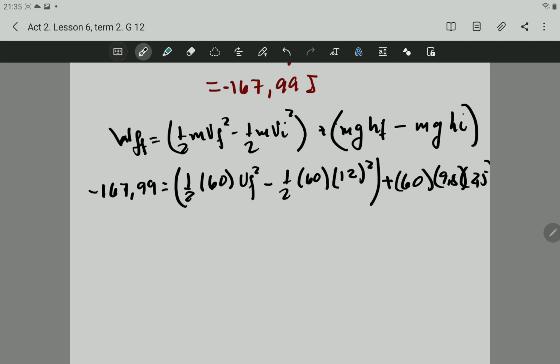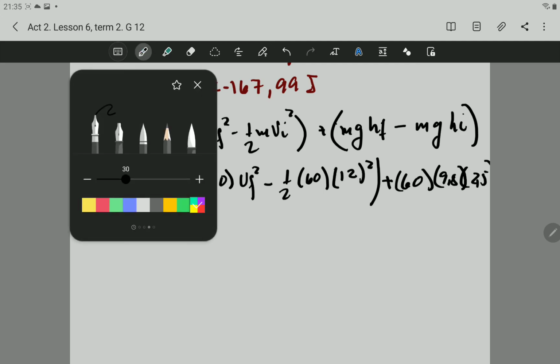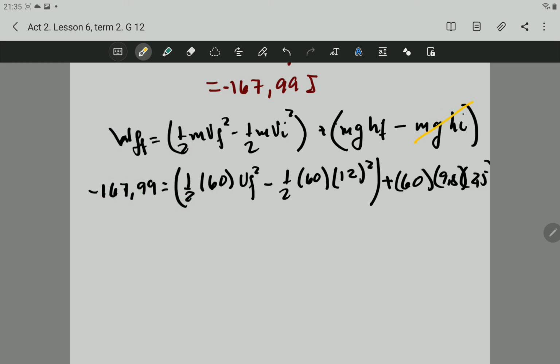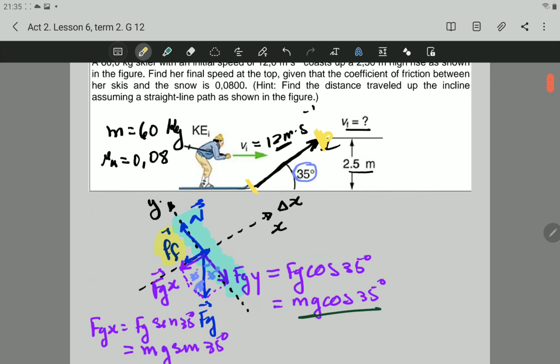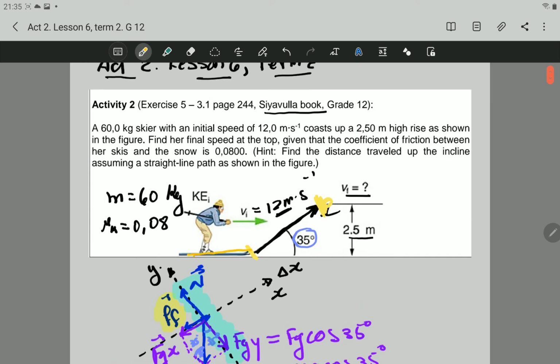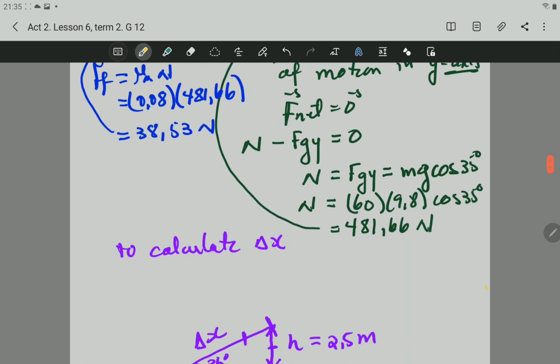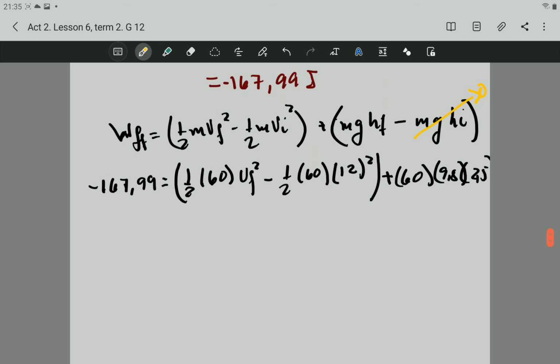Now, let's note something. The initial height is 0 because it is starting from the ground. So everything here is 0, right? The initial height is when the object is at the beginning, which is here. There is no height at all, so the initial height is 0. I'm not going to substitute because the space is small, so the rest of the work here is just doing the calculation. I'm going to do the calculation step by step, but the video is already a little bit long.